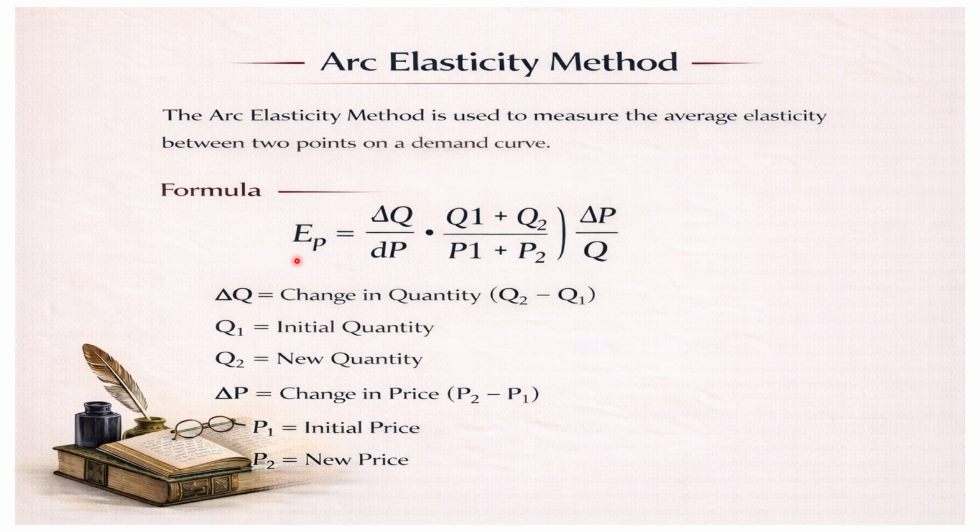This is the formula of arc elasticity of demand, which means change in quantity demanded divided by change in price. Q1 is the initial quantity and P1 is the initial price. Q2 is the new quantity and P2 is the new price. Let's see the next slide to study our graph.